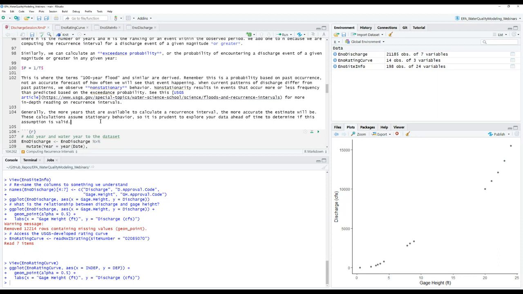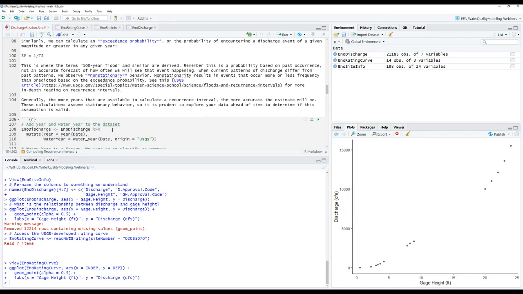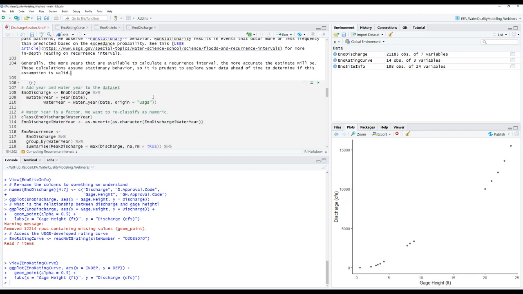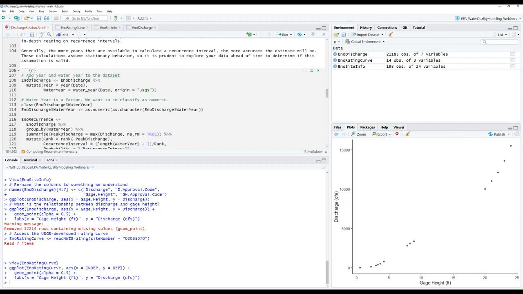Just one thing to note, the more years that are available to calculate a recurrence interval, the better. Typically, you have to have at least 10 years of data. 30 years is even better. But again, just think about how good of data coverage you have and whether these statistics are okay to lean on.